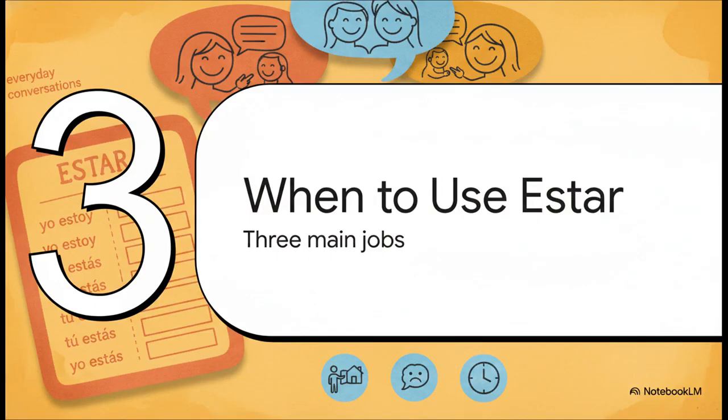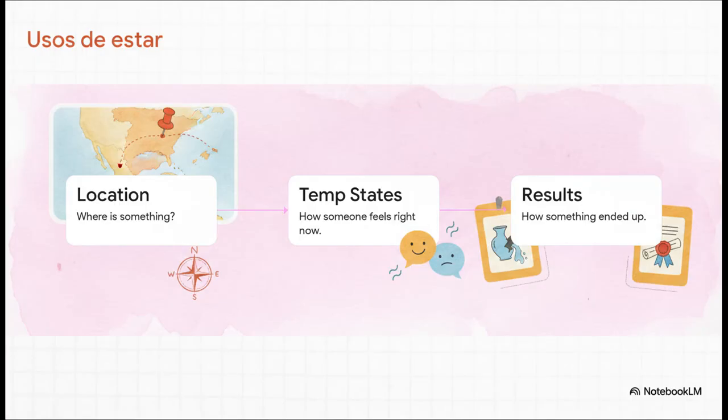Okay, so now we know how to perfectly construct the verb. But when exactly do we use it? It turns out estar has 3 main jobs. Those 3 distinct situations where estar is absolutely required are location, temporary states and feelings, and results of an action. Let's break these down one by one.